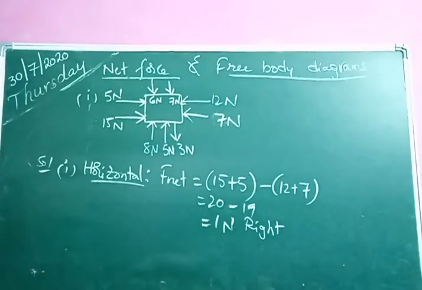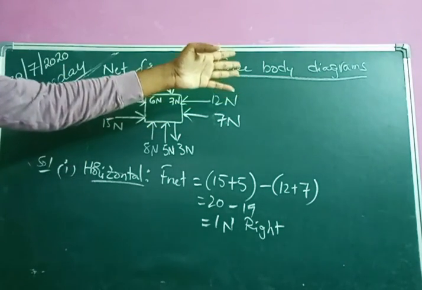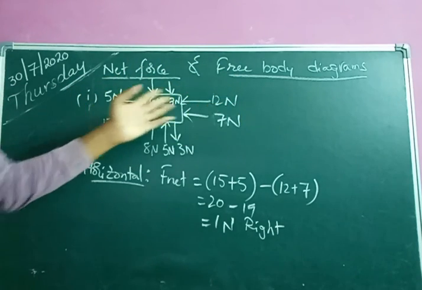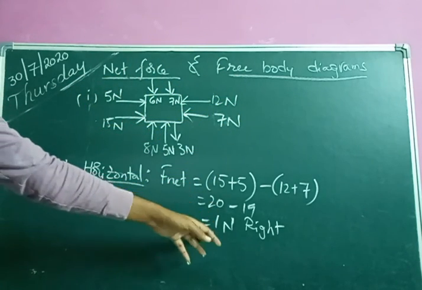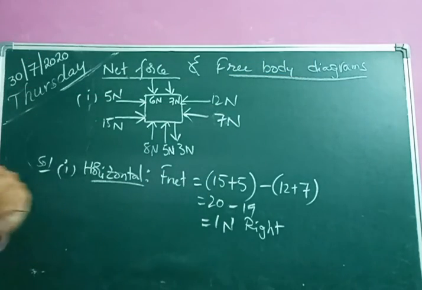Why is it towards the right side? Because 5 plus 15 is greater than 12 plus 7, which is 19. So 20 newtons is greater than 19 newtons. So 20 minus 19, we get 1. So 1 newton force is acting towards the right side.